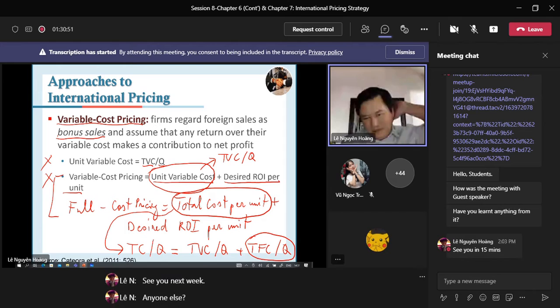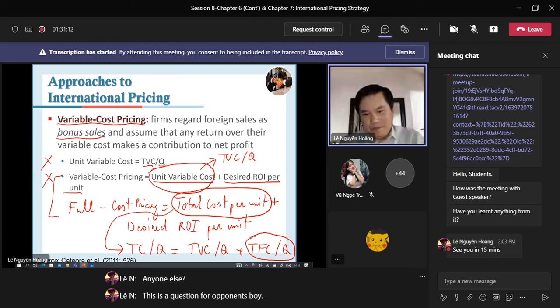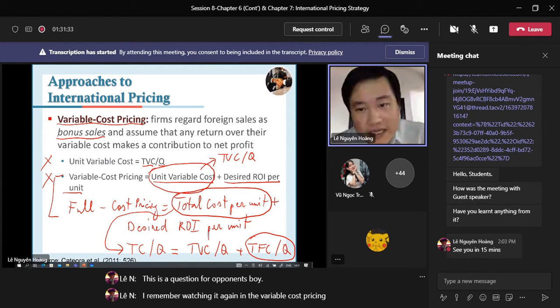Anyone else? This is a question for opponent's point. I repeat my question again. In the variable cost pricing method, we don't need to take into account the unit fixed cost. Please give me a reason for it.